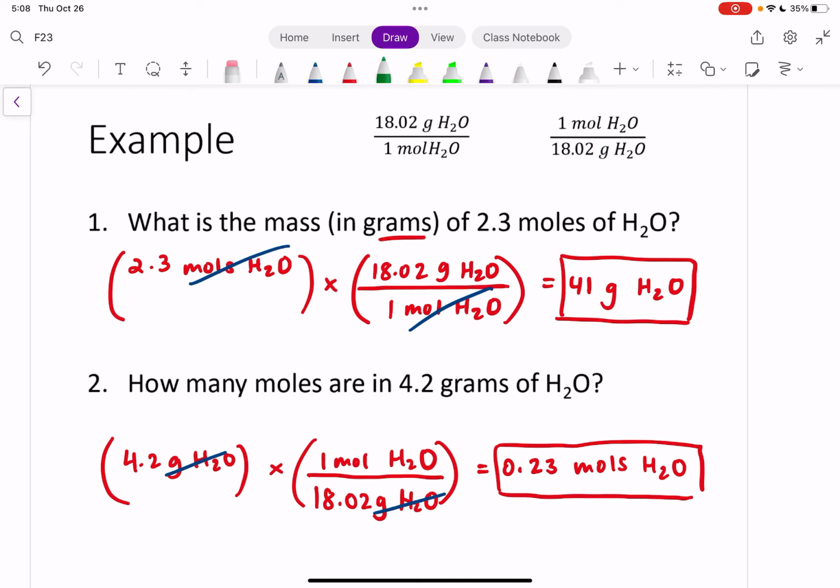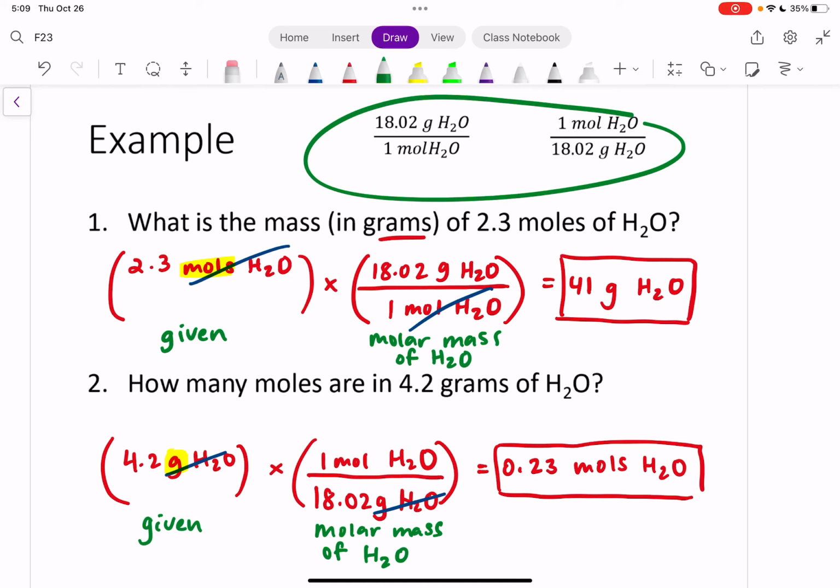We said, all right, in this first one, we start with what we're given, right? Which is 2.3 moles of water. And then we use our molar mass of H2O to get from moles of H2O to grams of H2O. Same idea here. We're given the grams of water instead of moles, and that's okay. We just got to go the other way, right? But we're still going to use our molar mass, our only thing that connects grams and moles.